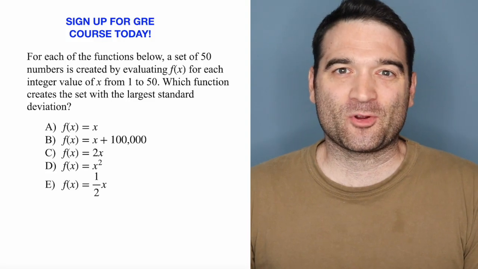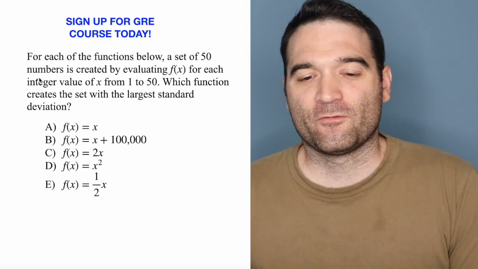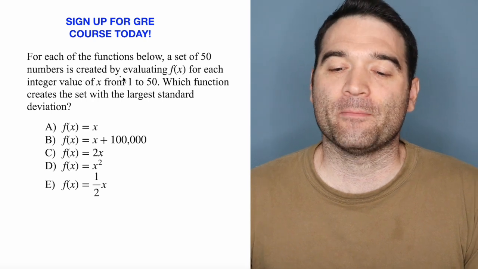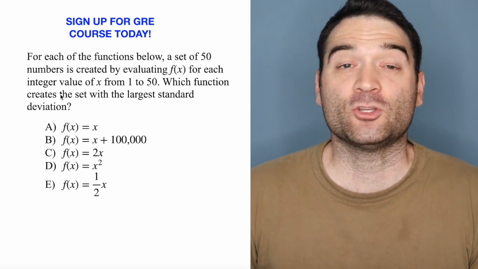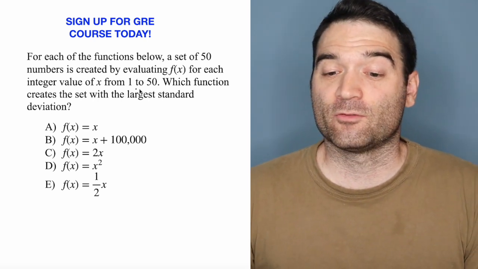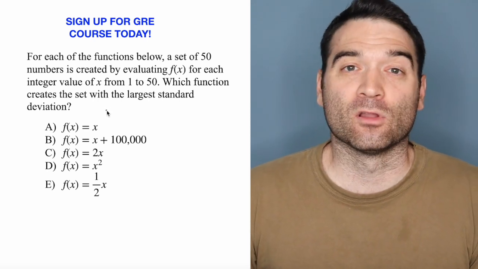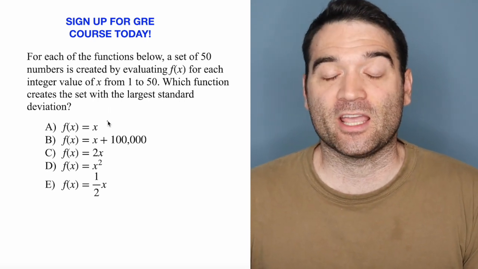Here's a GRE algebra question. Let's take a look. For each of the functions below, a set of 50 numbers is created by evaluating f of x for each integer value of x from 1 to 50. Which function creates the set with the largest standard deviation?